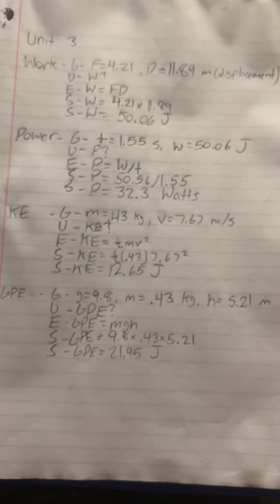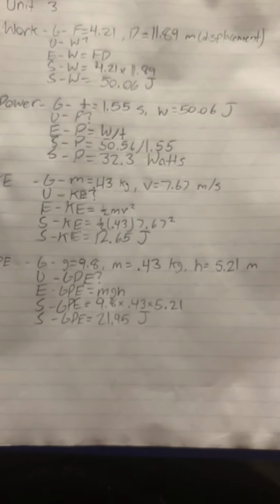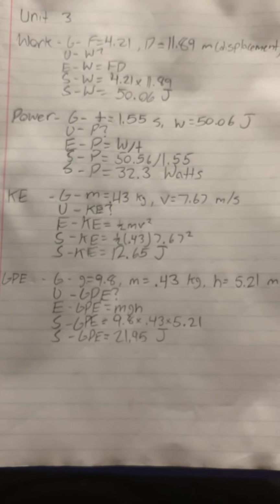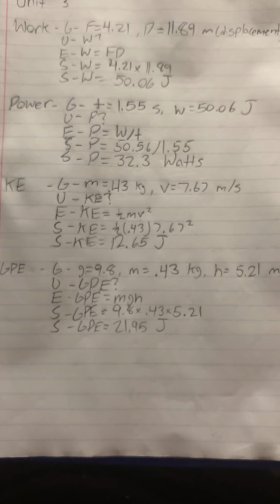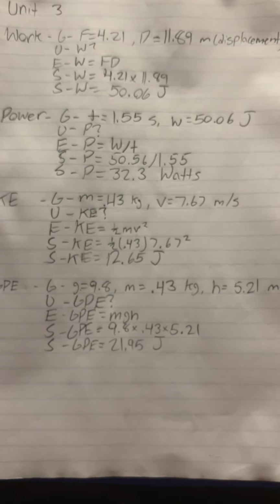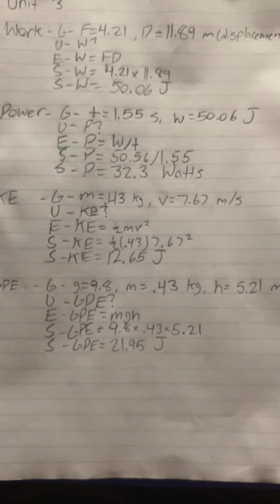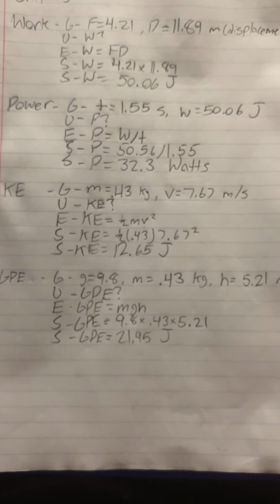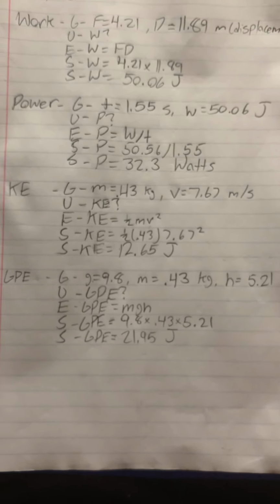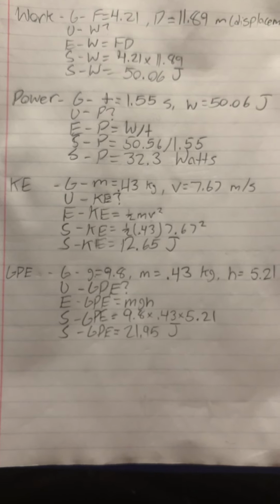For Unit 3, the first part of this unit was work. Work is a measure of energy that occurs when an object is moved over a distance. To find work, I need the force of the object and also the displacement, or the distance. The equation for work is W equals FD, or work equals force times displacement. So for the football, it would be 4.21 times 11.29, which gives us 50.06 joules for the work.